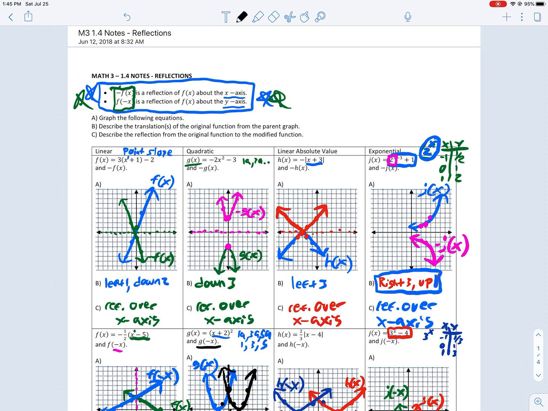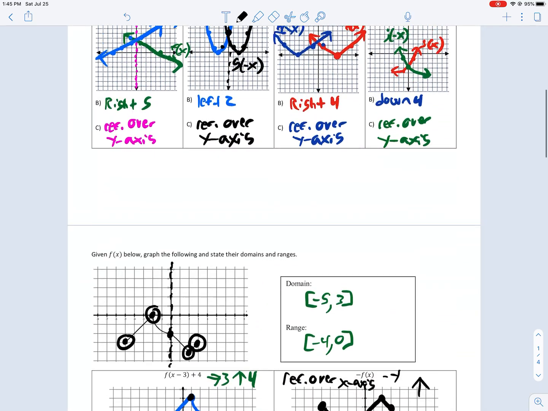So as you go through, make sure when you're done with your notes, you answer your essential question at the top of the notes.